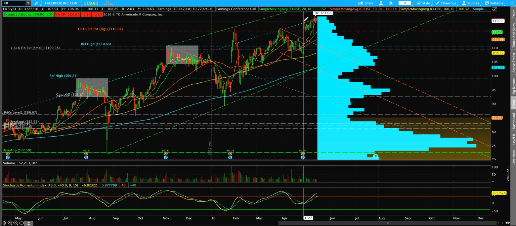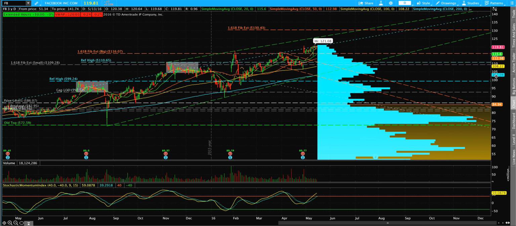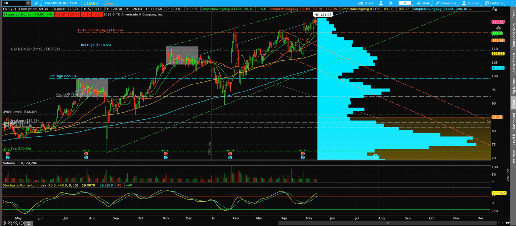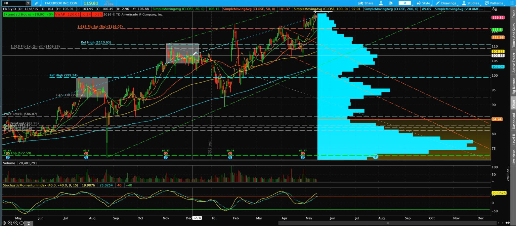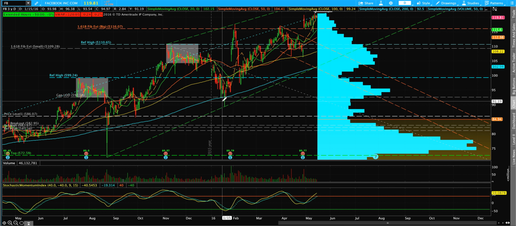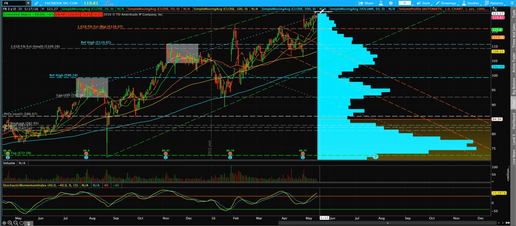Anything above this spike bar, the 120.79, obviously has the 1.618 Fibonacci extension of the 130.43 into play. However, I'll caution you, we've had these gaps and these kind of grinds sideways before, and they've met with liquidation breaks. I'm a little on guard.